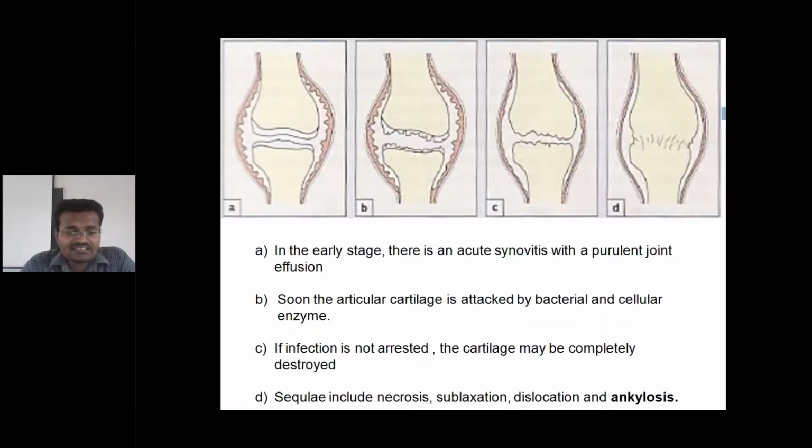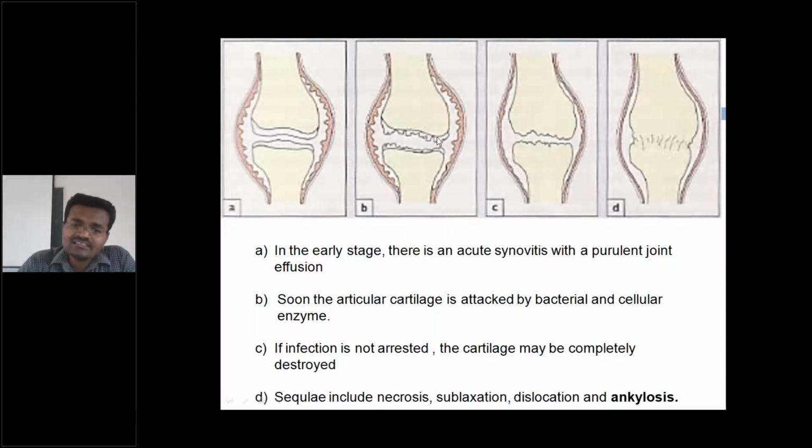So these are the different stages. What happens in the early stage? There is acute synovitis with a purulent joint effusion. The whole synovial membrane will get affected, and there will be an increase in the joint space. Initially the joint space will be increased because the cartilage will get eroded and fluid will increase. That purulent fluid will increase in the surrounding area, so the joint space will increase.